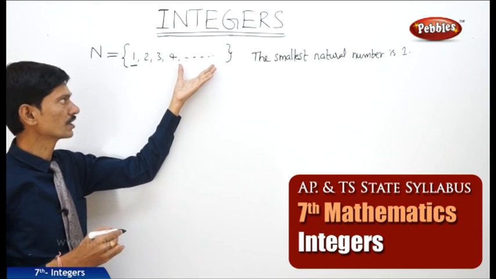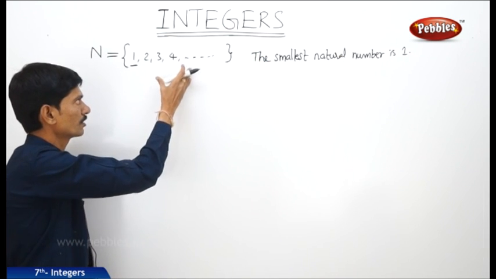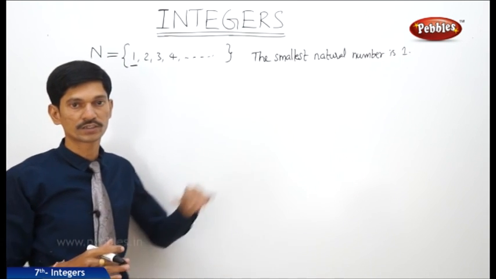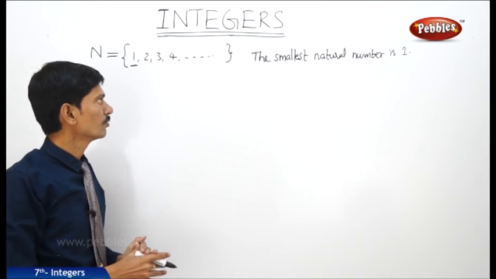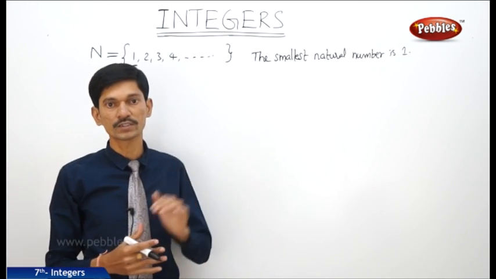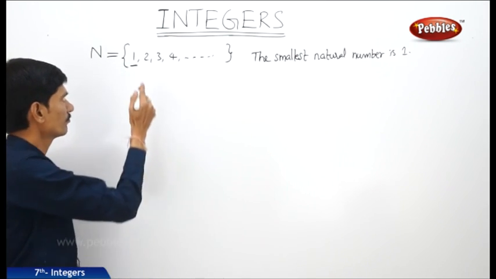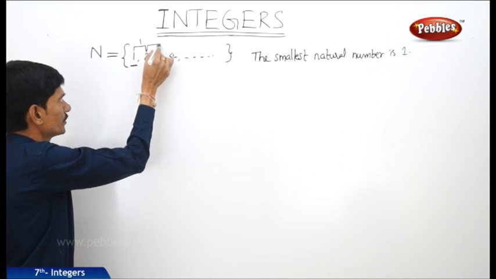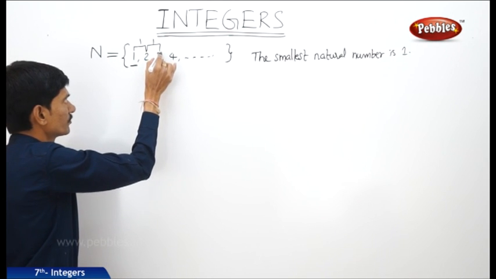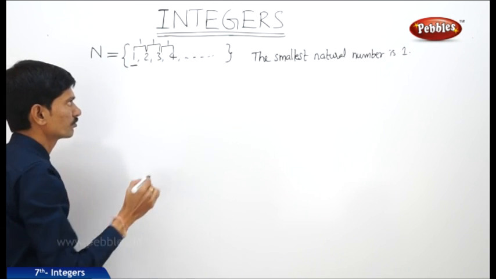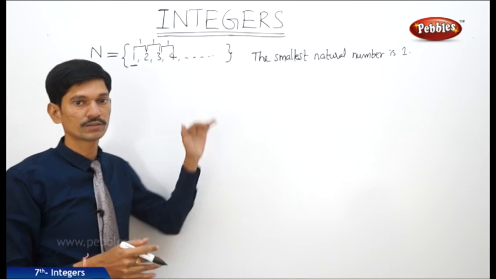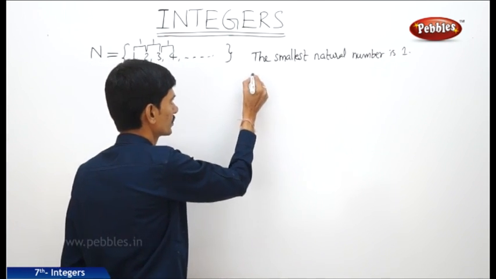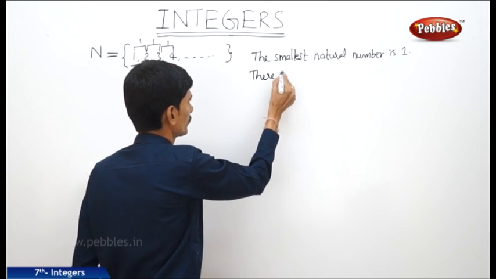So there is no greatest natural number because the natural numbers start from 1 up to infinity, so there is no largest natural number. Now what is the difference between each two consecutive natural numbers? So that is 1. The difference between 1 and 2 is 1. The difference between 2 and 3 is 1. The difference between 3 and 4 is also 1. So 1 is the difference between any two consecutive natural numbers, and there is no largest natural number.